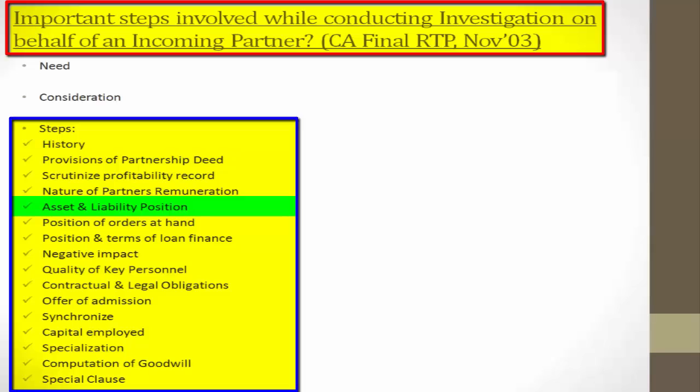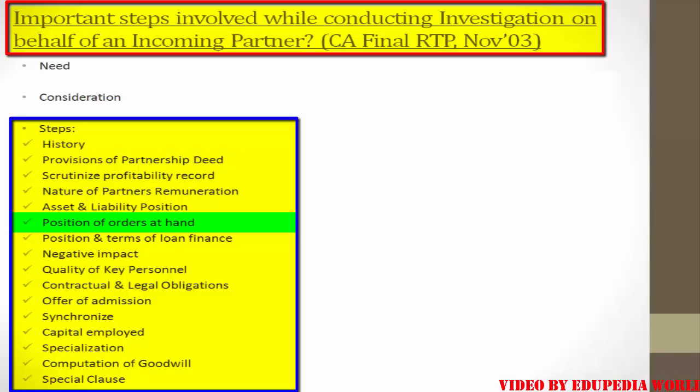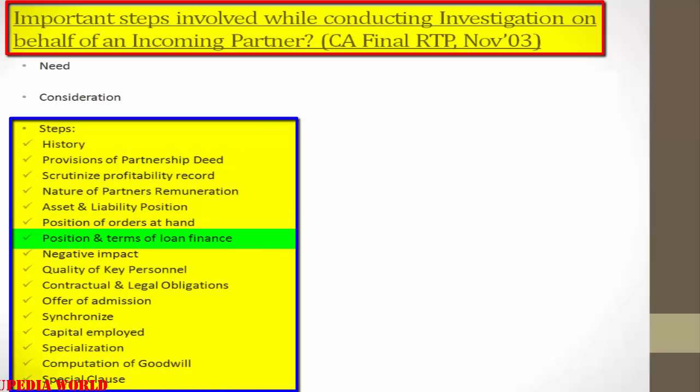That is something which is extremely important in that case. Then comes the position of the orders at hand. Thoroughly examine the position of orders which are in hand, the range and quality of the clientele at which the firm is presently operating. Then comes the position in terms of loan finance. Scrutinize the position and the terms of the loan finance to assess the usefulness and implication of the overall financial position.